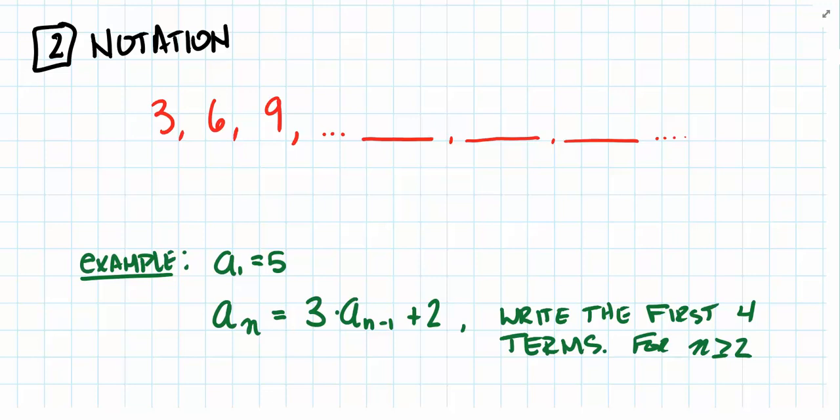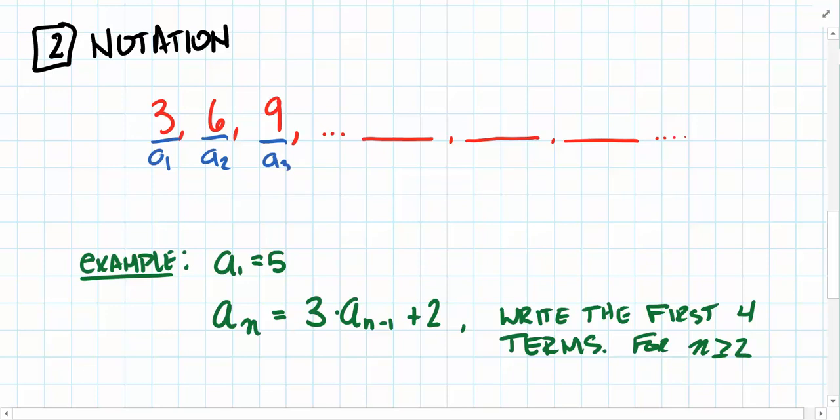Let's say I have a sequence that goes 3, 6, 9, and then dot, dot, dot, moving up in the sequence. This is the very first term, a sub 1, this is a sub 2, this is a sub 3, and then we have dots. If I call this term a sub n, how would I define the term right before it? It would be a sub n minus 1. How would I define the term right after it? That would be a sub n plus 1.